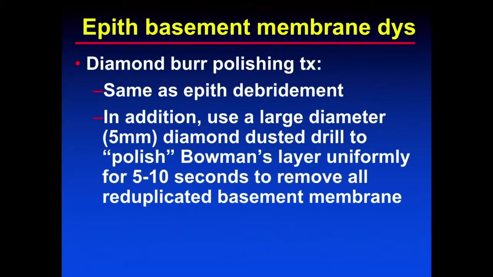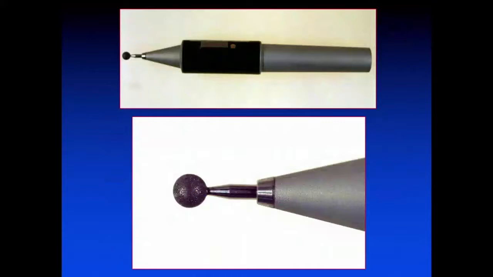I will usually do a diamond burr polishing myself, debride it, and then I take the large diameter 5mm diamond burr and just polish Bowman's uniformly over the entire cornea for about 5 to 10 seconds. And this is the diamond burr that I use.